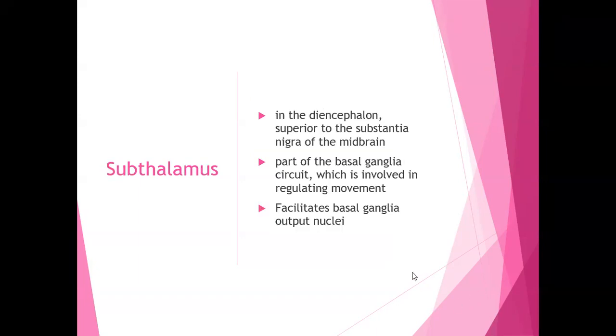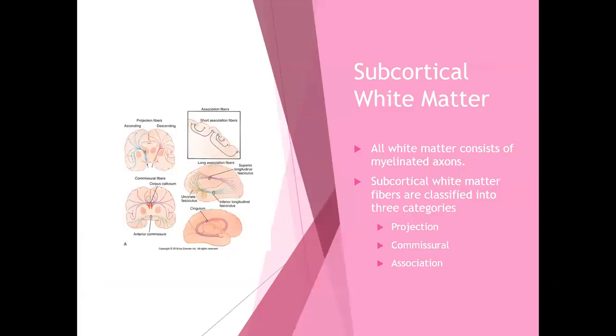The subthalamus is in the diencephalon, under the thalamus, like its name says. It's above the substantia nigra, which is the area where the dopaminergic cells are located. And it's part of the basal ganglia circuit, which is involved in regulating movement. So it facilitates basal ganglia output nuclei. So the basal ganglia is like coordinating information, then it outputs that to the cerebral cortex. The subthalamus is part of that output. So you can imagine if you had subthalamus issues, you might have movement issues.